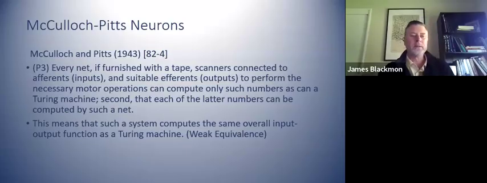Grace, P1, P2, and P3, I think the P stands for proposition, or principle. They're just names, just labels.